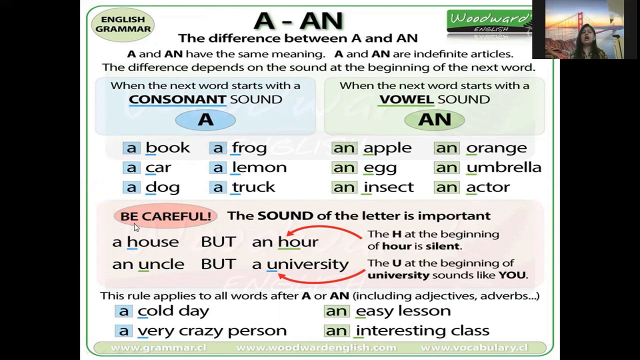Now here, students, you have to be careful. The sound of the letter is important, not actually which letter is used. Now see these examples: house and hour.